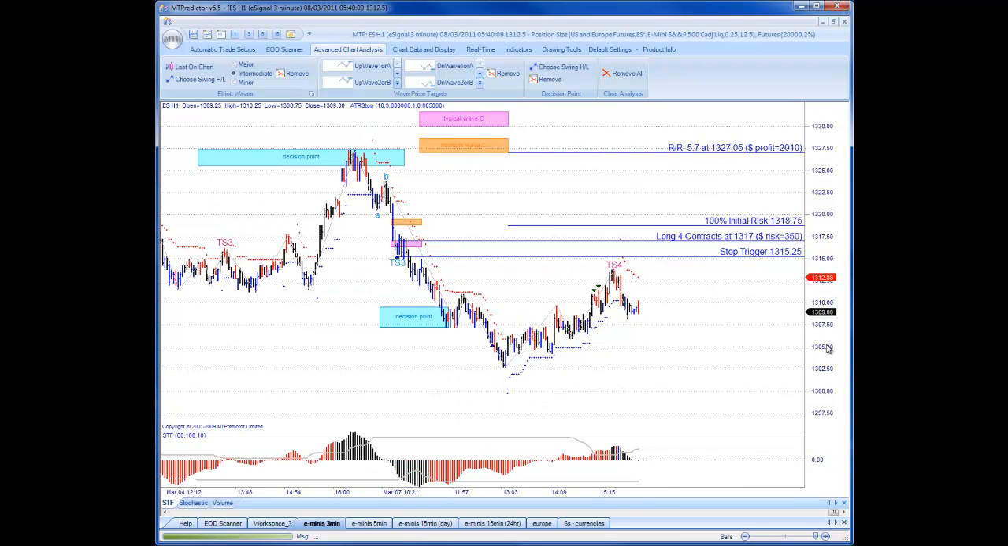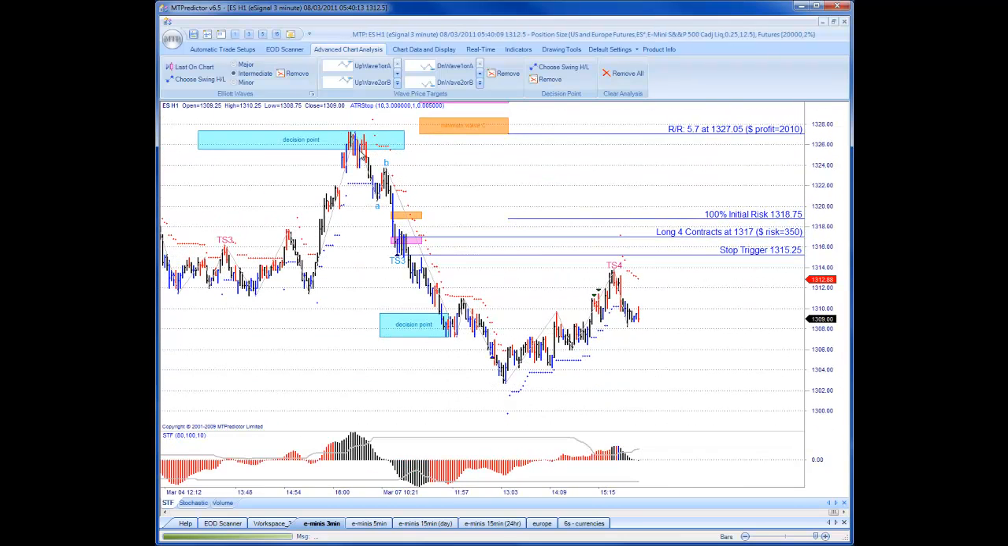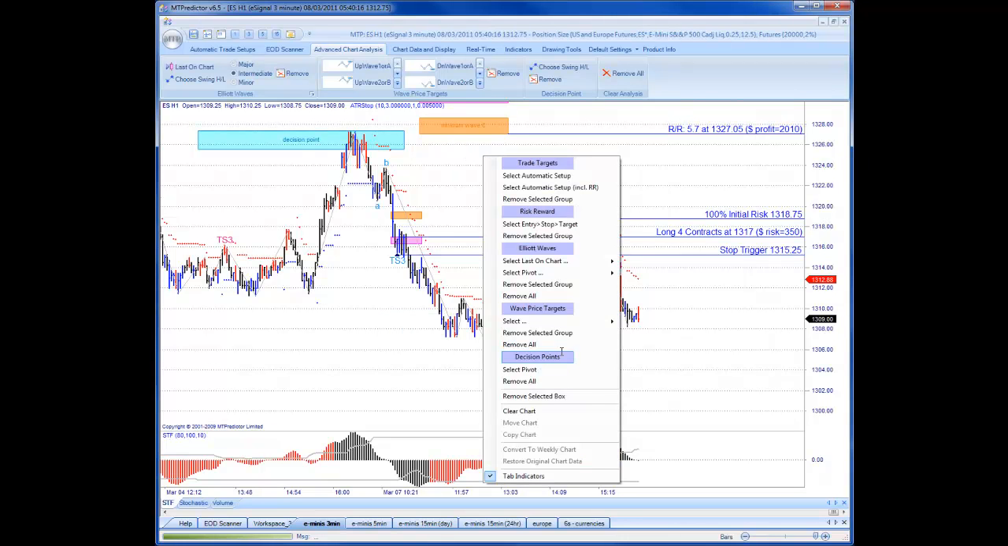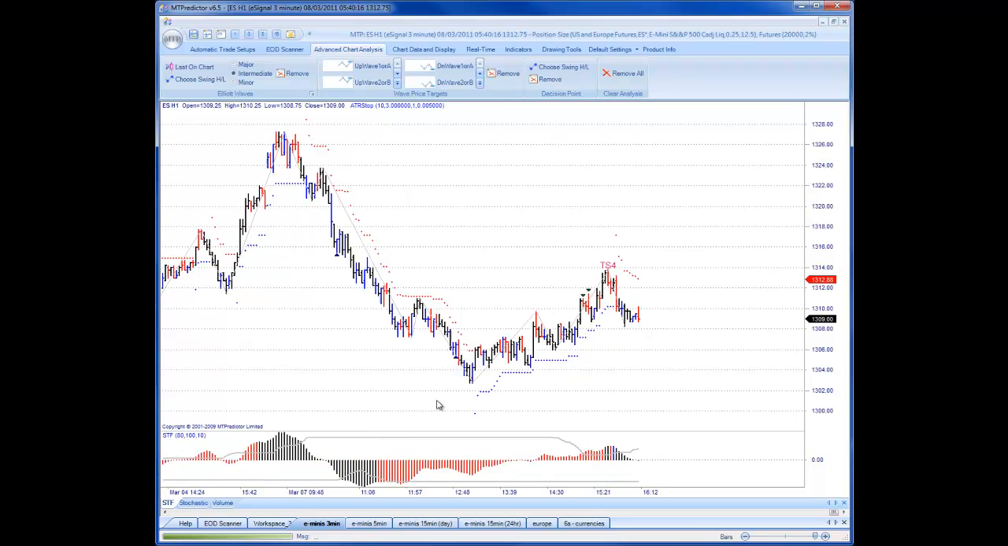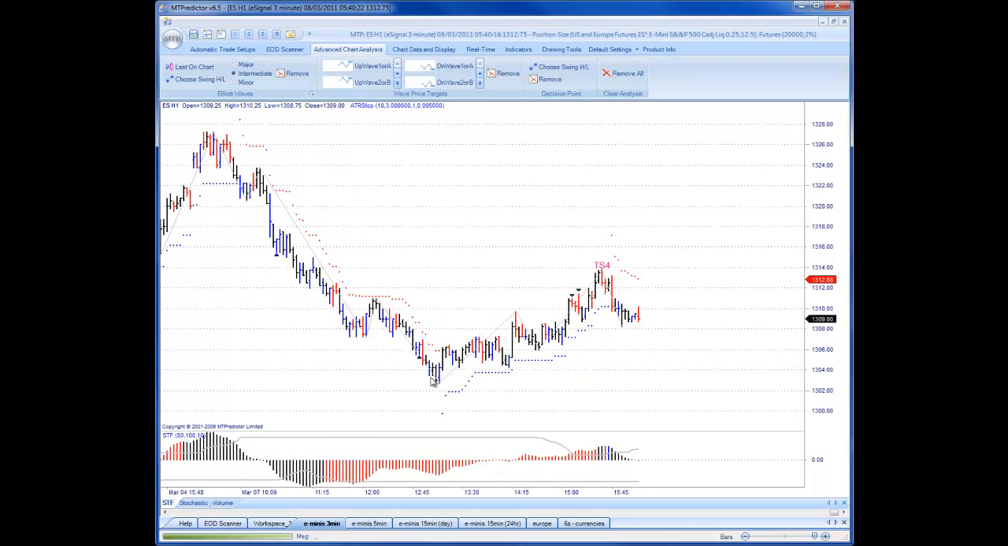Let's have a little look at this, just zoom this in a bit. So there we were, catching the high of the day. The market came down to this decision point, if I just clear this off, but the market actually made a nice decline down, so wouldn't it be nice to try and catch that low? STF is red but diverging, so one way we can do this is to look at the Elliott waves, another module within the MTPredictor software program.